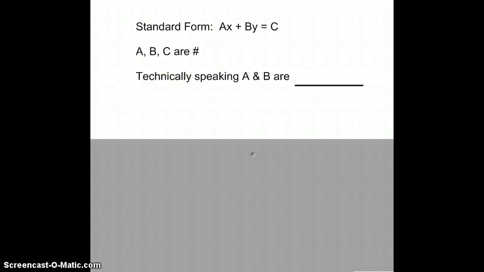Alright, so here's what our standard form looks like: ax plus by equals c. And a, b, and c are all numbers. Technically speaking, we talk about a and b, the numbers in front of the variables.